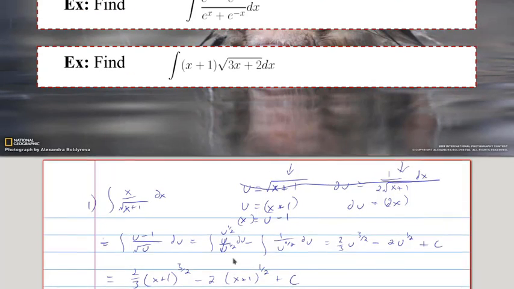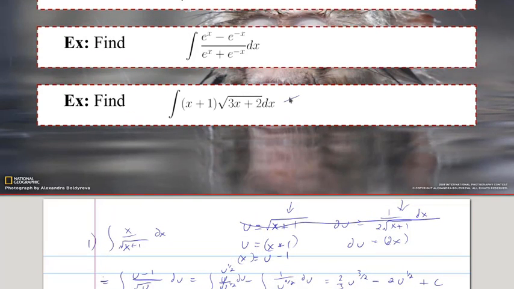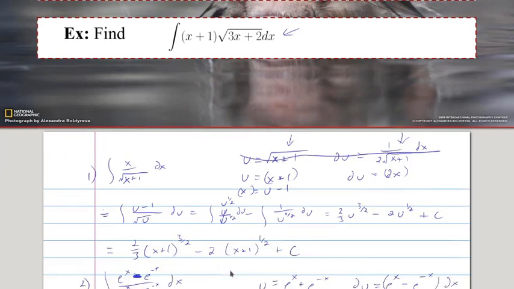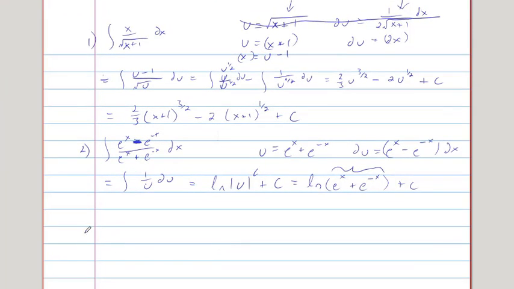All right. Now we had one more on this page, this guy. So that's x plus 1 times the square root of 3x plus 2, and that should be a dx. Now when trying to figure out what to u sub here, I might try x plus 1, du then is dx, but then I'm missing everything I need for the square root of 3x plus 2.